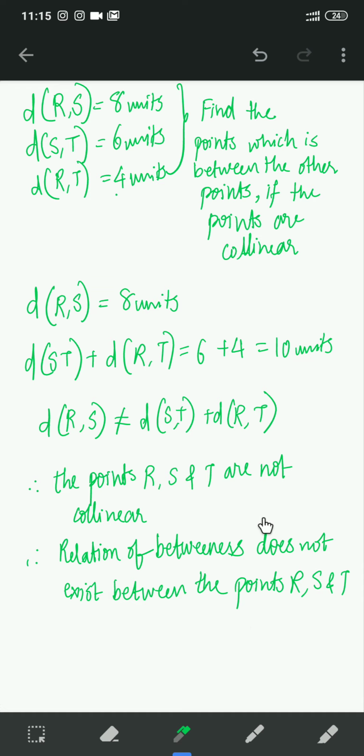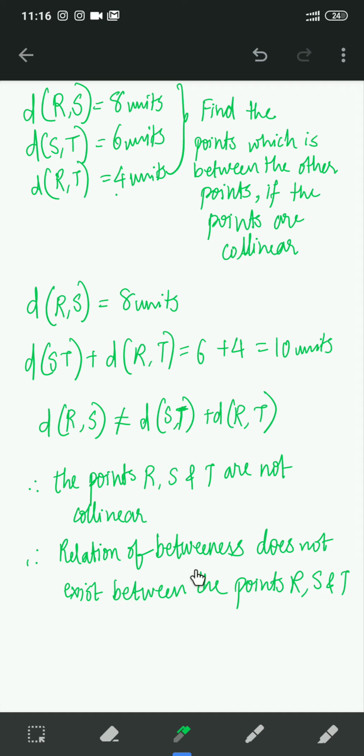So how did we come to this conclusion? Because the greater distance RS is not equal to the sum of the two smaller distances. If this was 8, then I would say that R, S and T are collinear. That means then we would have found out which point was in between the other two. But since the distances don't match, I can say that these 3 points don't lie in the same line. Now since they don't lie in the same line, I cannot say which point is in between which point. That is what this statement means.